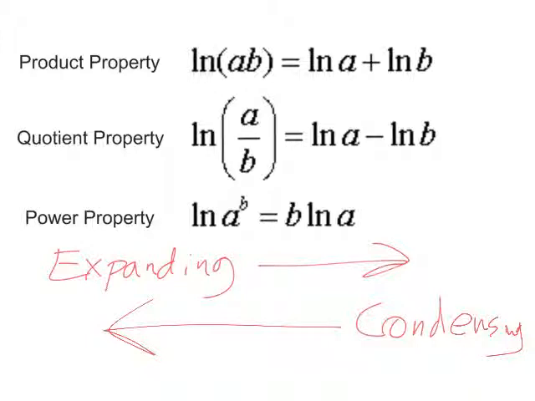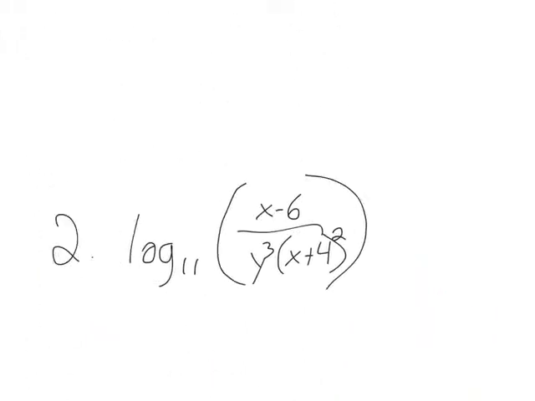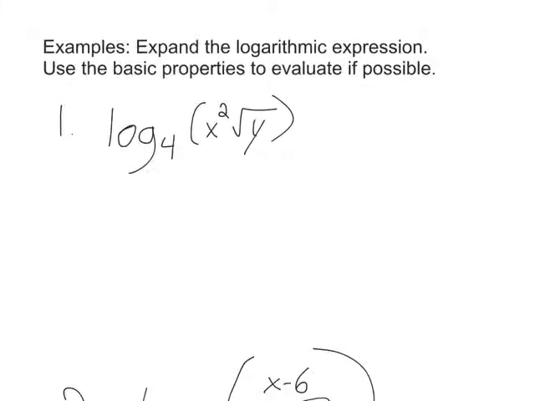So let's take a look at a couple of examples, see how we work through it. These are my expanding examples here. Instructions in the book are wordier than what I've given here, so you may want to take a look in the book at the way they're worded. Expand the logarithmic expression. Use the basic properties to evaluate if possible, and we'll take a look at that in a minute, because we'll see one where that happens.